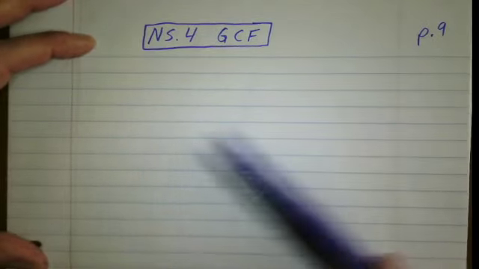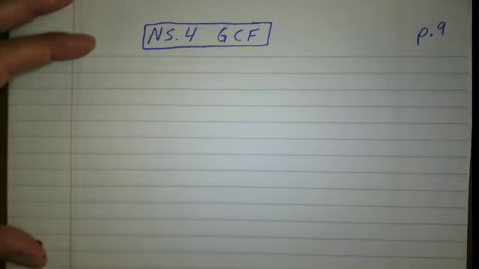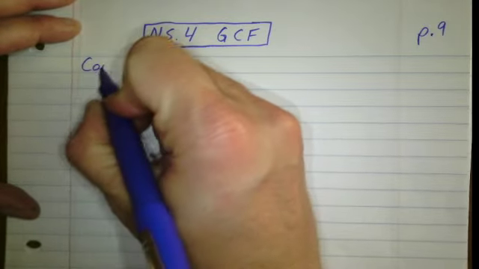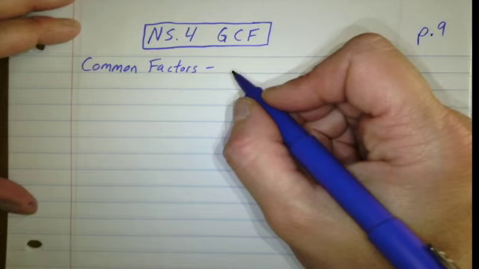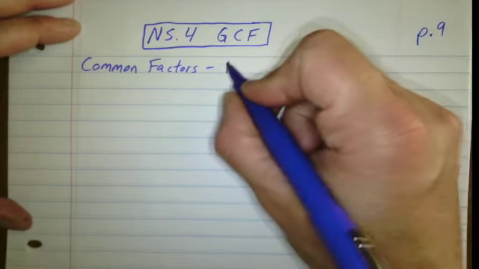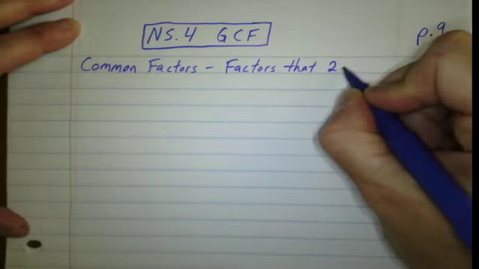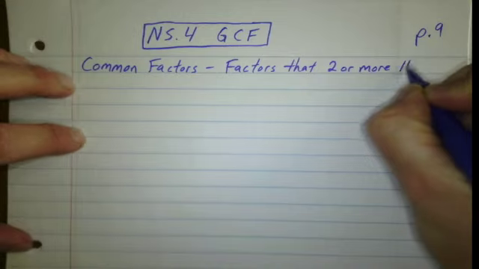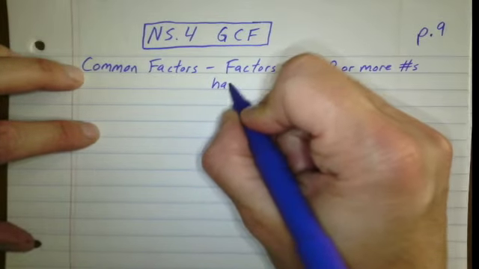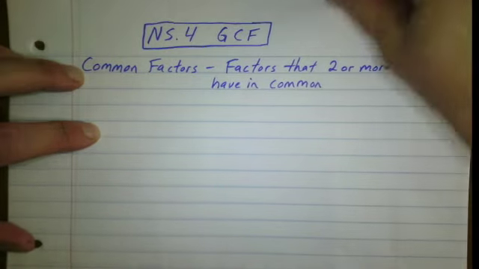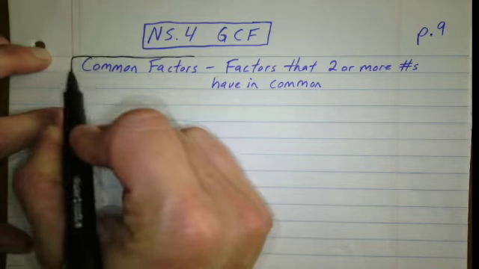Some of you have learned this before, and before we get into greatest common factor, we need to talk about common factors. So common factors are basically just factors that two or more numbers have in common. I'll give you an example of that that'll make that better for you.